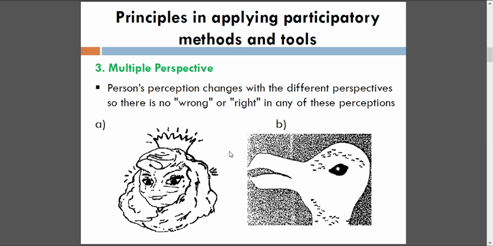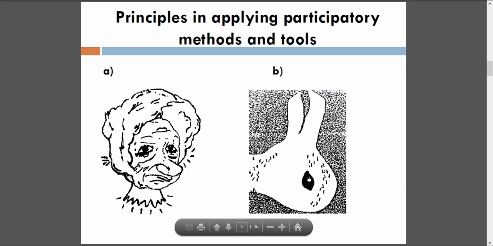Then the third principle is multiple perspective, and we see that perceptions change depending on the perspective that someone is using to look at something. We have some examples here of images which people can look at and perceive in different ways. You can think that A is for a queen and image B is for a bird. But when we go ahead, you realize that image A is actually for an old woman, whereas image B is for a rabbit.